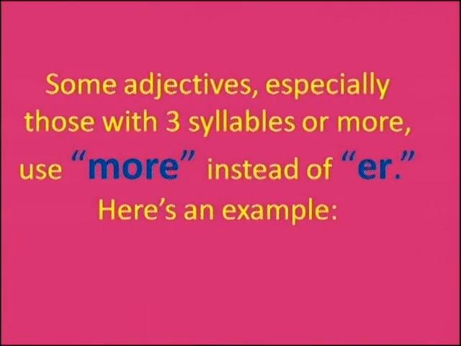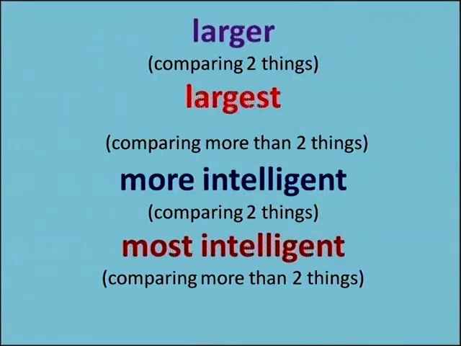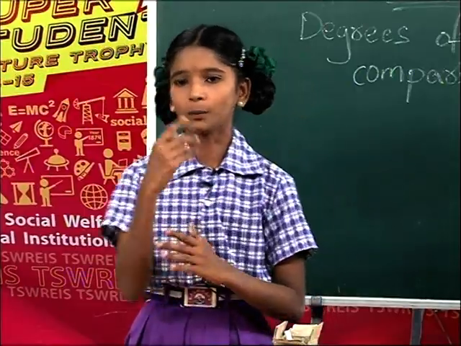Now, some adjectives, especially those with 3 syllables and more, use more instead of er. Here's an example friends. See here, larger means comparing two things. Largest, comparing more than two things. Intelligent, comparing two things. Most intelligent, comparing more than two things. Here, large is one syllable. That's why we are adding only er. But intelligent is 3 syllables. That's why we are adding more.